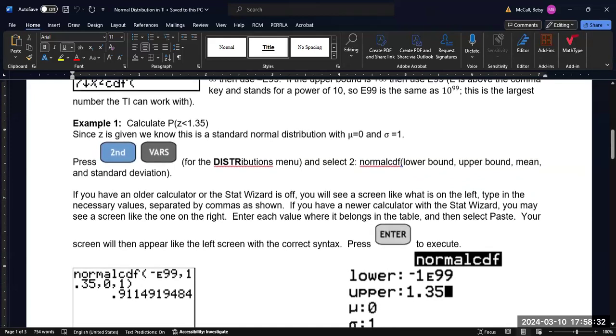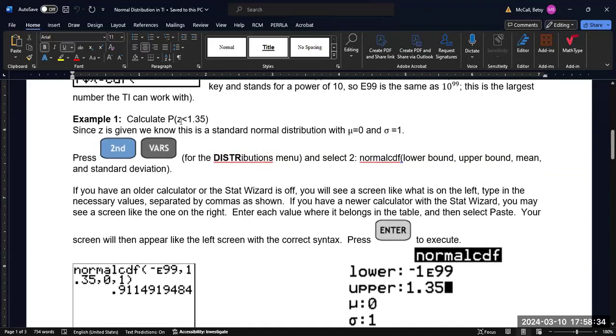Now, suppose that I want to calculate the probability that my z-score is less than 1.35. The z-score is telling us that the mean is 0 and the standard deviation is 1. This is from a standard normal distribution, so this has either been converted to a z-score or we're just looking at a standard normal score. Again, we're going to get the normal CDF: second vars for the distribution menu and then select normal CDF.